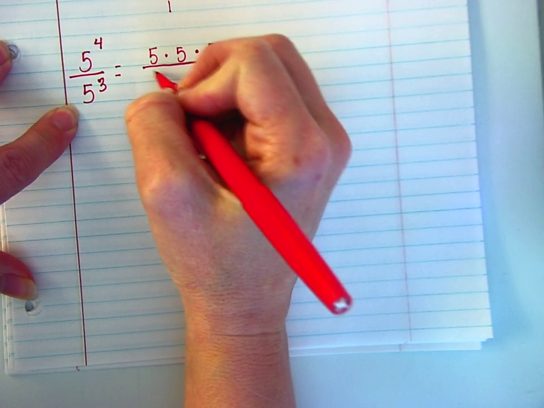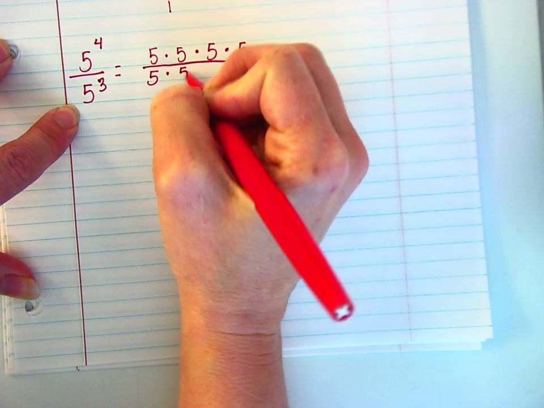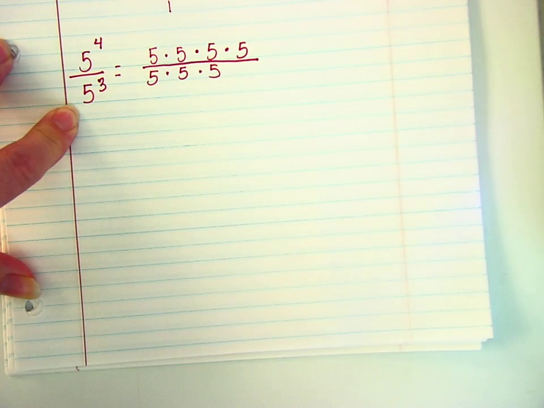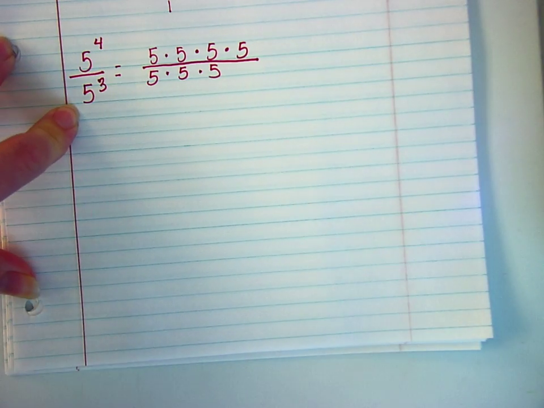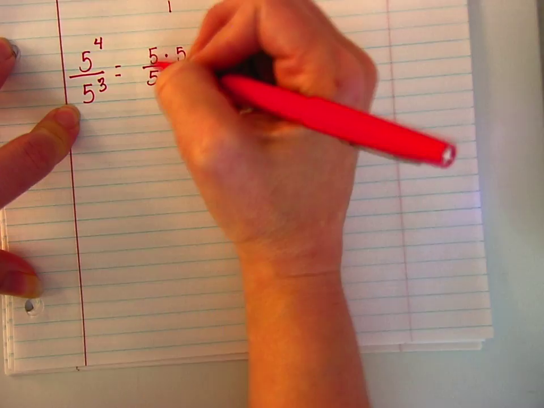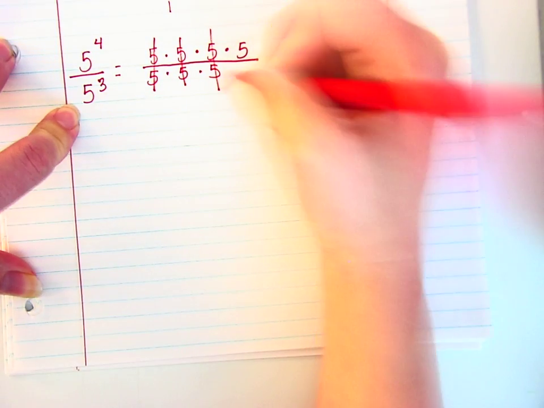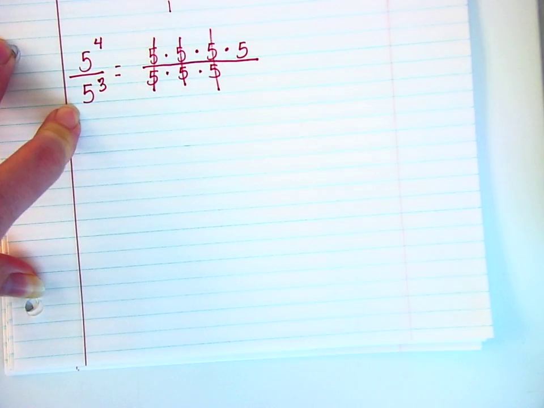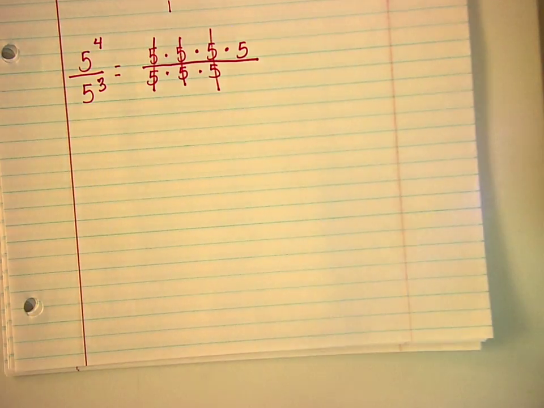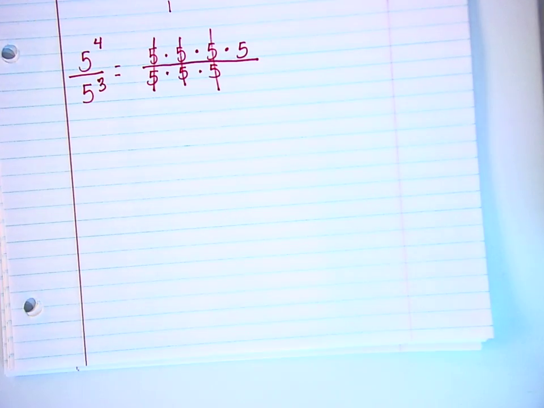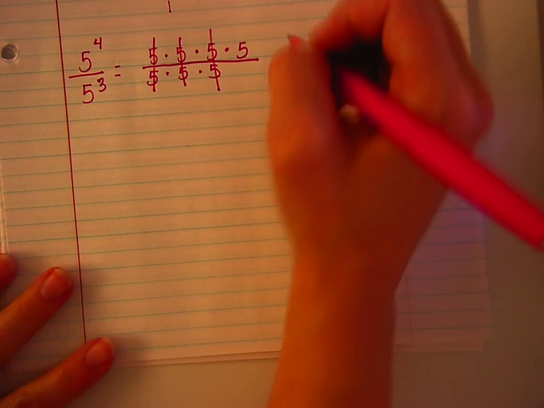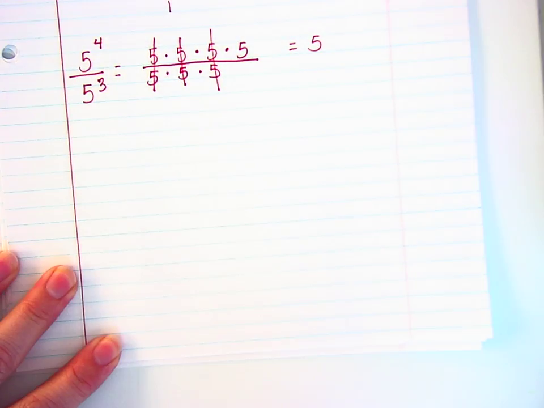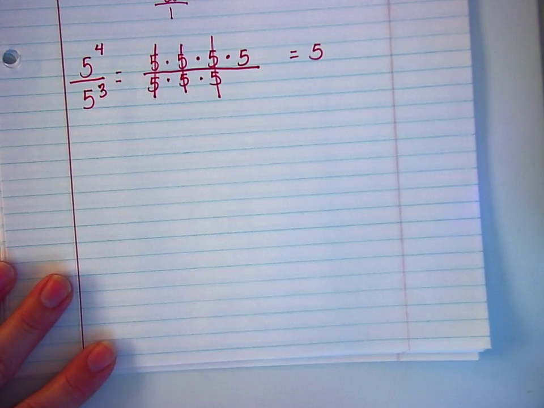Over 5 cubed gives me 5 times 5 times 5. What is 5 over 5? 1. Okay, so they literally cancel out. What are you left with? 5. And that's why you have just one 5 left on top. Okay? Which is 5 over 1, which is just 5. Okay? Let's do another one.